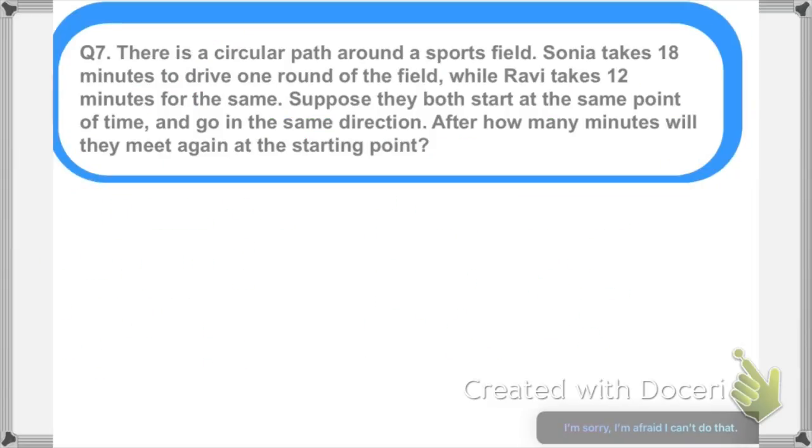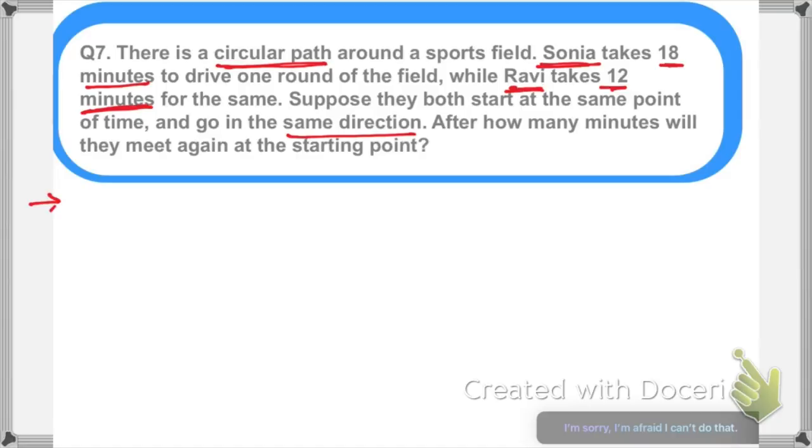For the next question you have been given a circular path around a sports field. Sonia takes 18 minutes to drive one round of the field, while Ravi takes 12 minutes for the same. Suppose they both start at the same point and go in the same direction. After how many minutes will they meet again at the starting point?